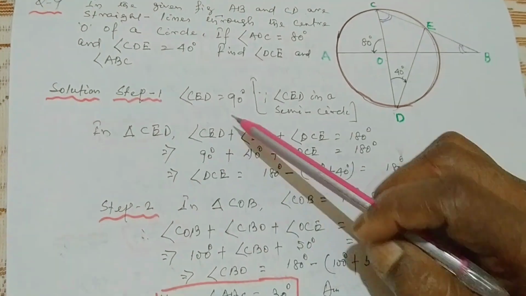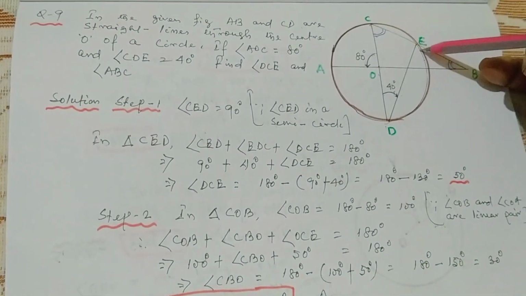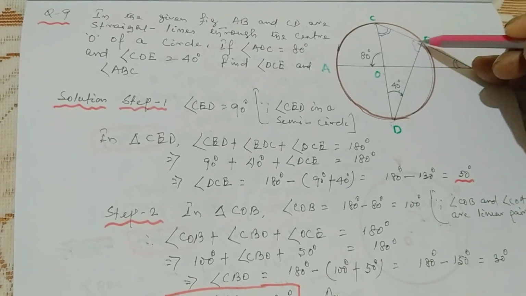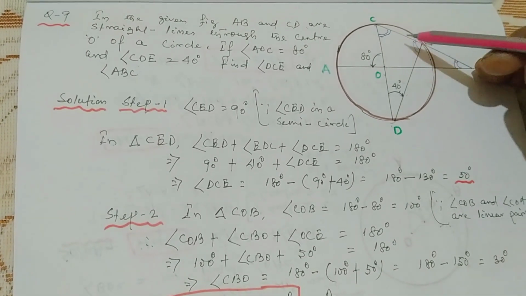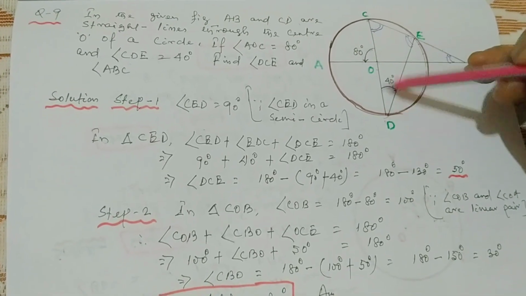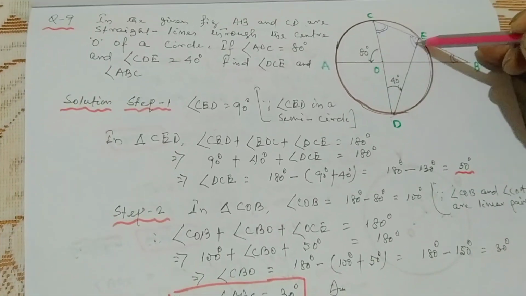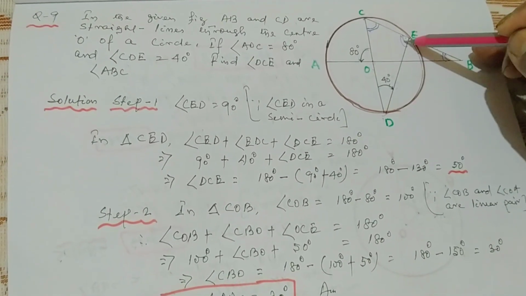So now step 1, angle CED, this angle is equal to 90 degree, because this angle is formed by the diameter CD on the semicircle at the point E. That is why the value of this angle is 90.